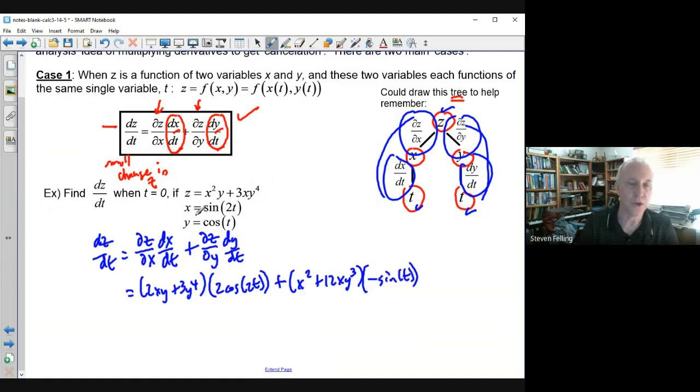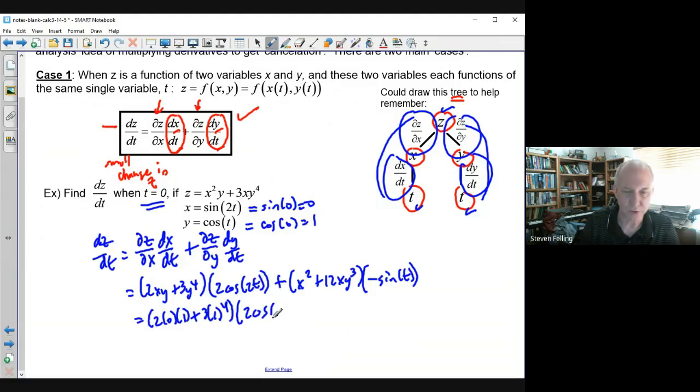Okay, and then the whole thing we're going to evaluate when t is 0. So if I plug 0 in for t, x becomes sine of 0, which is 0, and y would be cosine of 0, which is 1, right? So that means I'm going to plug 0 in for all x's and 1 for all y's. So I'm going to get 2 times 0 times 1 plus 3 times 1 to the fourth, and then that's going to be 2 times cosine of 2t, but t was 0, so cosine of 0, right? Plus, and then the x would be 0 squared plus 12 times 0 times 1 cubed times the negative sine of 0.